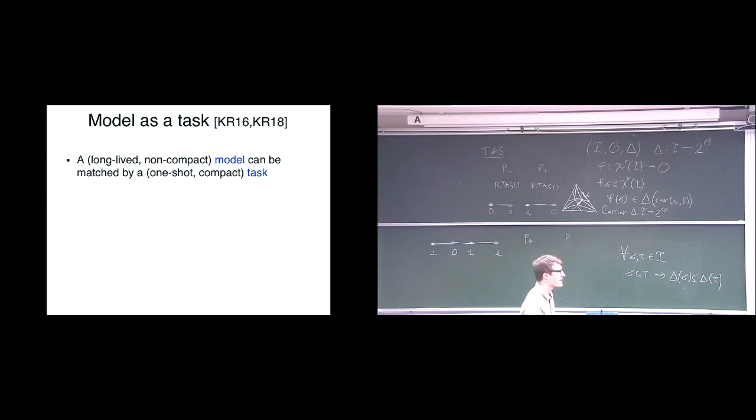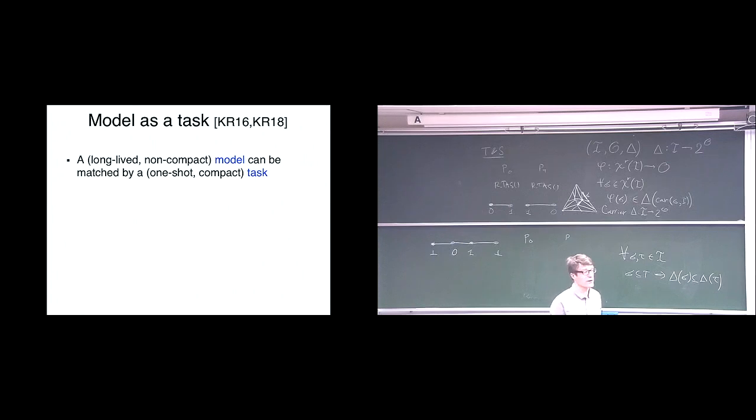Okay, so respectively, you can introduce the notion of a closed and open set in this space. What does it mean that a set of executions is non-compact? It means that you have a sequence of executions which converge to a given infinite execution sigma. Each execution in the sequence is in the set, but the limit is not in the set. So it's not closed. And this is the case for many models.